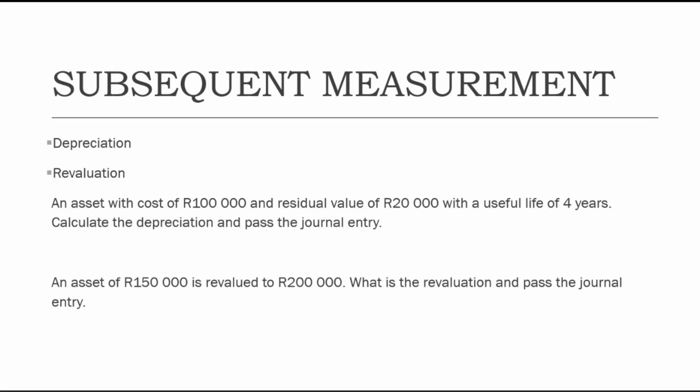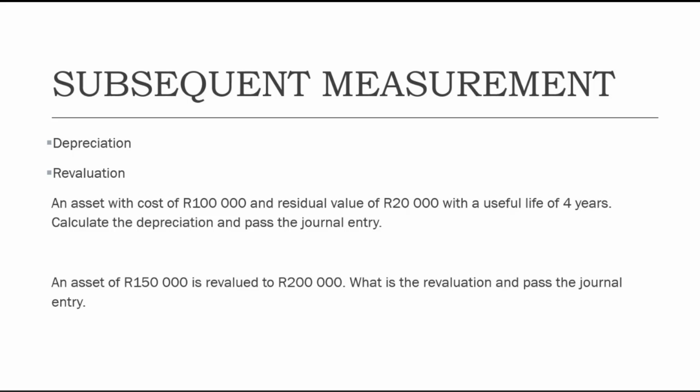Then after you have recognized an item of property, plant, and equipment, it met the definition, it met the recognition criteria, and we said we're going to put it on our balance sheet. Then we determine what the cost is. So we also know the cost and we capitalize it on the balance sheet. Now that it's on the balance sheet, subsequently we need to measure it. That's what we call subsequent measurement.